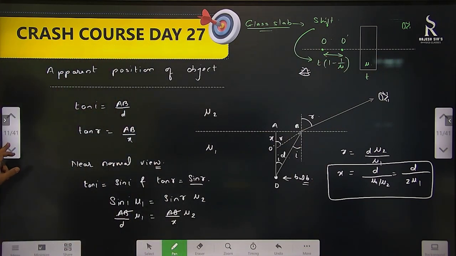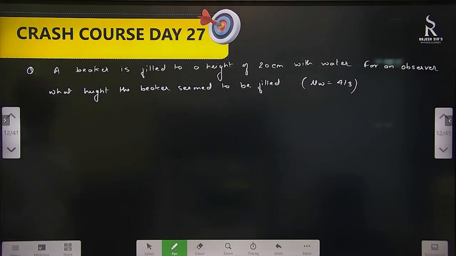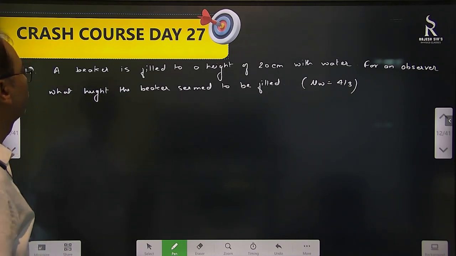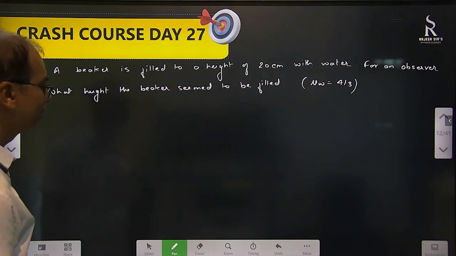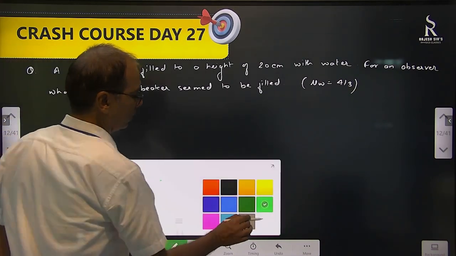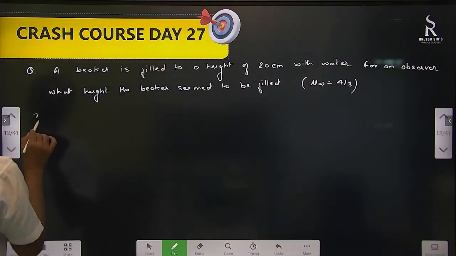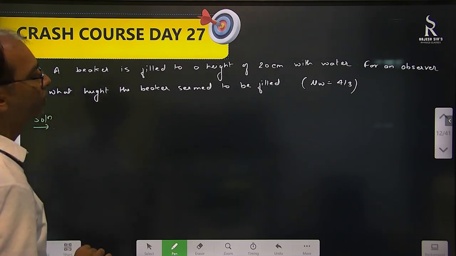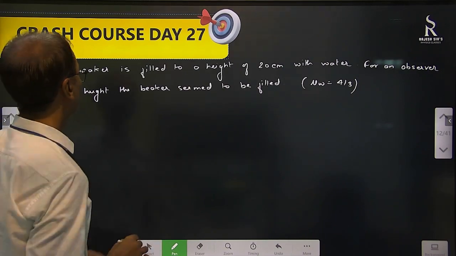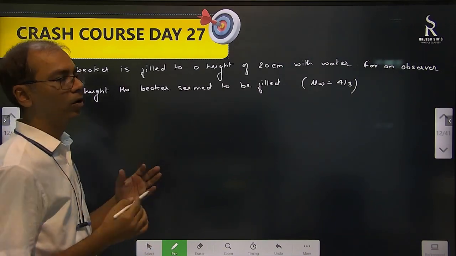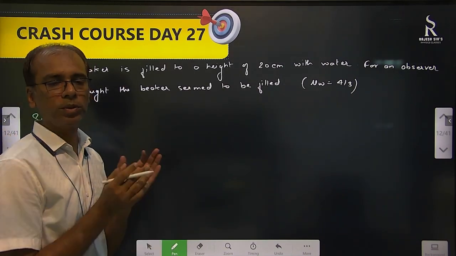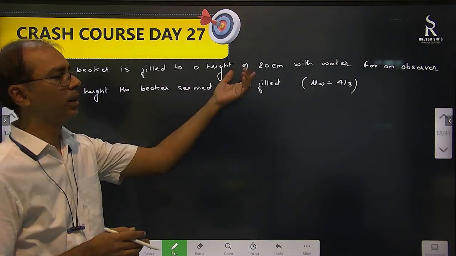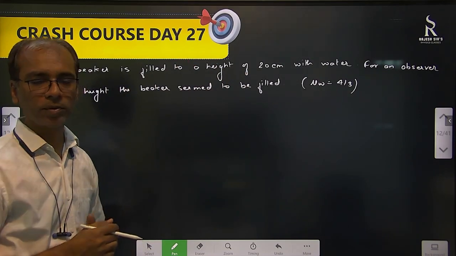Alright. See now, a beaker is filled to a height of 20 centimeter with water. For an observer, to what height does the beaker seem to be filled? Simple question. An observer is watching from the top. So for the observer, what is the height to which it is filled? That means he is asking for the apparent depth. Actual depth is 20 centimeter.